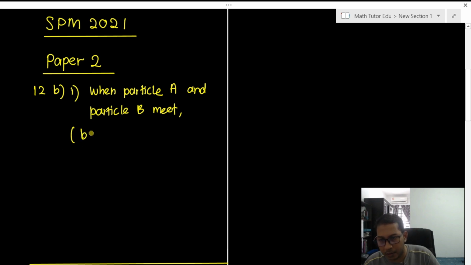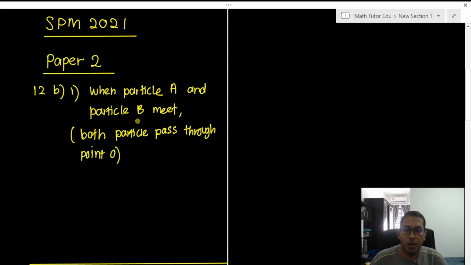Okay, pass through point O. So this point O means that when your time equals 0, your displacement is actually equal to 0. That is the meaning of the point O in this case, guys. So from here we can come up with an equation where the displacement of particle A is equal to the displacement of particle B.